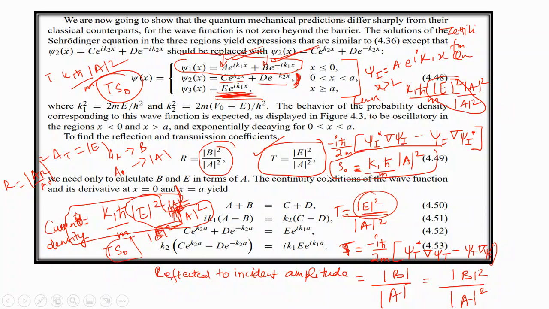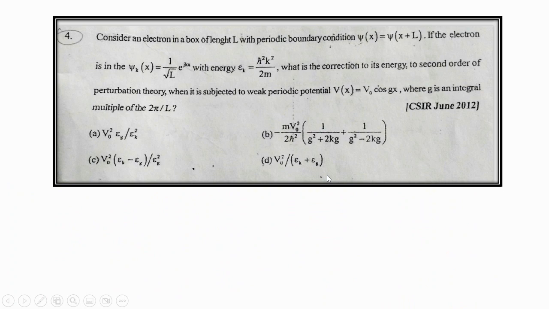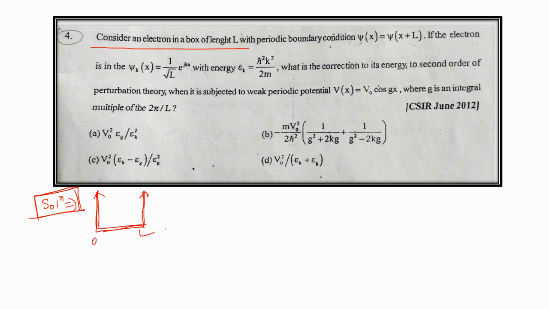Then next question again you have asked, this one, right? I saw this question just now. I thought of including it. So this question is quite mathematical. Here, if you see, consider an electron in a box of length L, an electron in a box of length L with a periodic boundary.